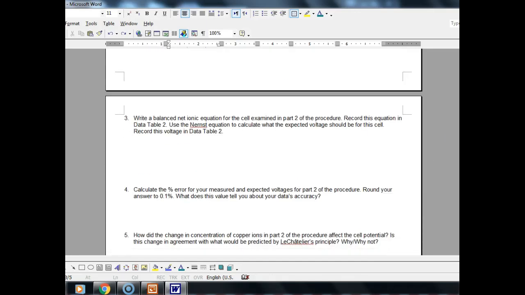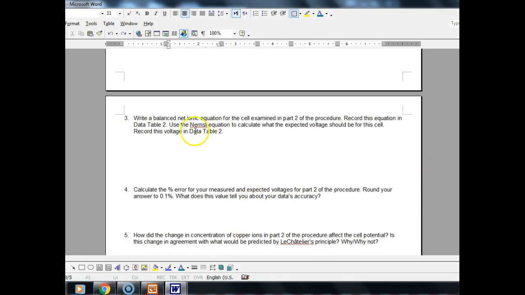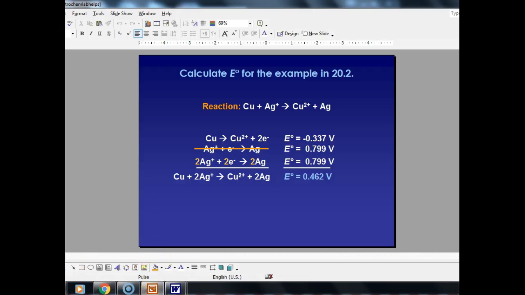I am going to ask you to do a little bit more with part 2. I want you to calculate what the voltage should have been based on the diluted concentration of your copper using this crazy thing called the Nernst Equation, and that's what I'm going to go back to the PowerPoint right now to talk about.